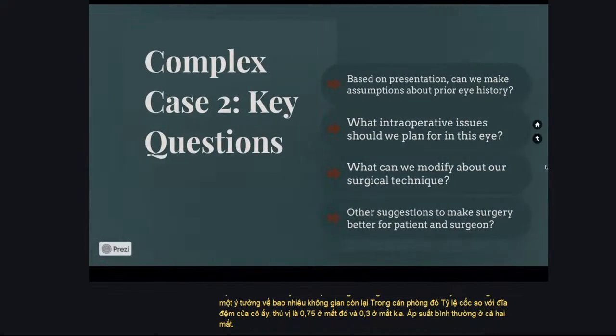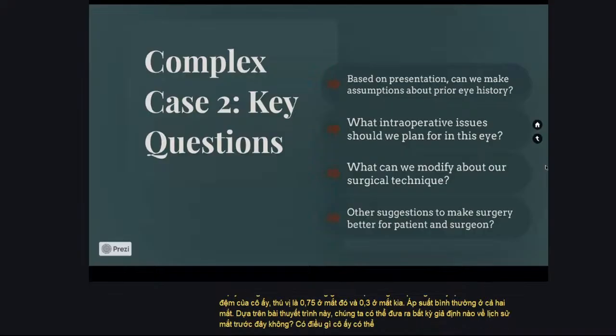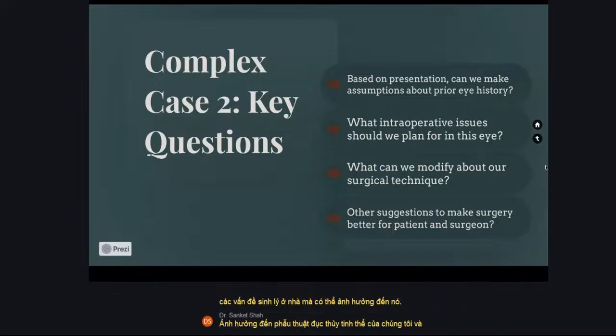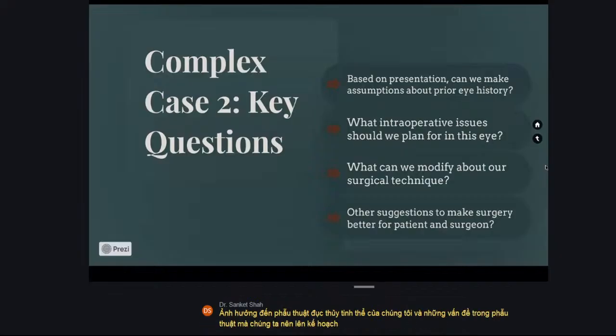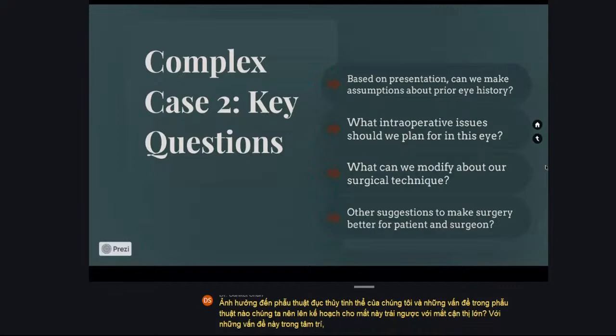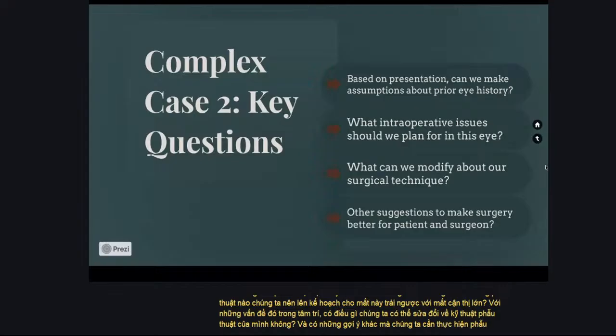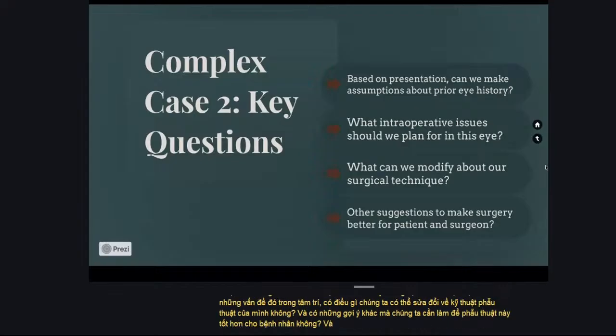So based on this presentation, can we make any assumptions about prior eye history? Is there anything she might be experiencing or the eye might be undergoing physiologically at home that could affect our cataract surgery? And what intraoperative issues should we plan for in this eye, contrary to a large myopic eye? With those issues in mind, is there anything that we can modify about our surgical technique? And are there other suggestions that we might have to make this surgery better for the patient and better for me, better for you, the surgeon?